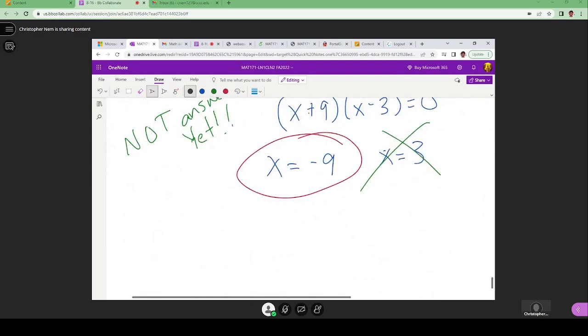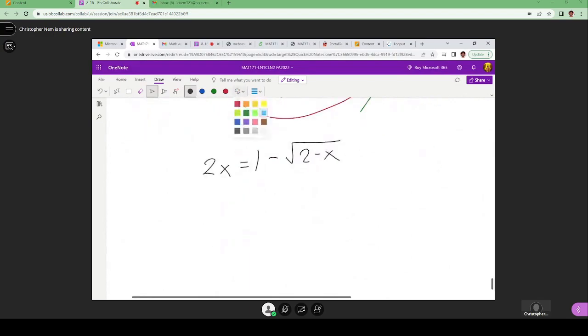But let's actually bring the problem back, because now it's irking me a lot. Let's just do that real quick. 2x equals 1 minus square root of 2 minus x. We'll see this later on, but I might as well show it now since it's bothering me. So, subtract 1 from both sides. You cannot combine like terms, so you have 2x minus 1 equals negative square root of 2 minus x.